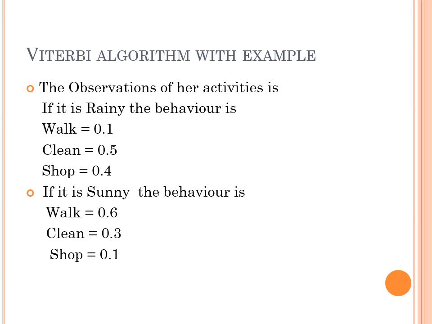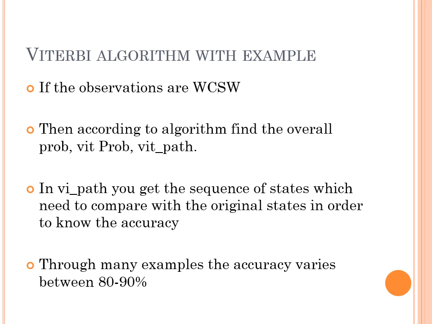So the observation of her activity: if it is rainy, the behavior is walk equal to 0.1, clean equal to 0.5, and shop equal to 0.4. If sunny, then they can walk, since there is no rain, and they can clean. That is the probability, and shop is 0.1. So the observations are W, C, S, and W. Then according to these values, find the overall probability, the Viterbi probability, and the Viterbi path.